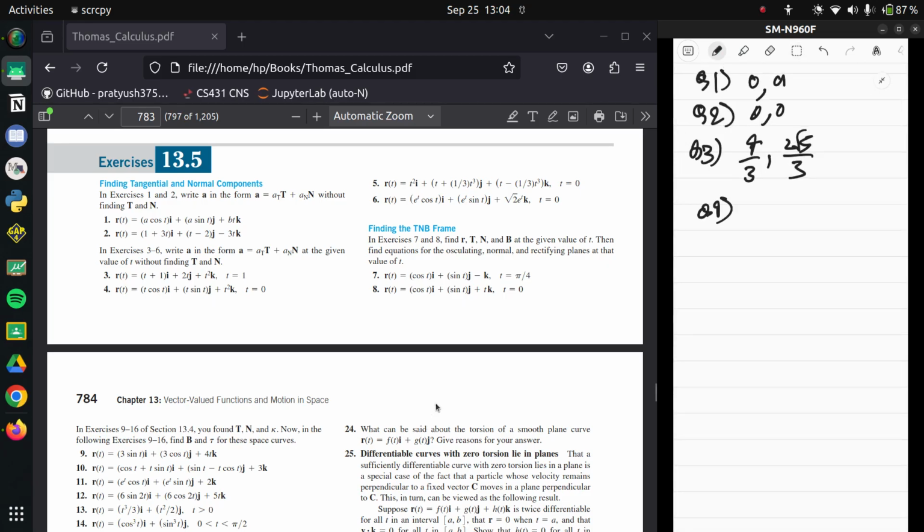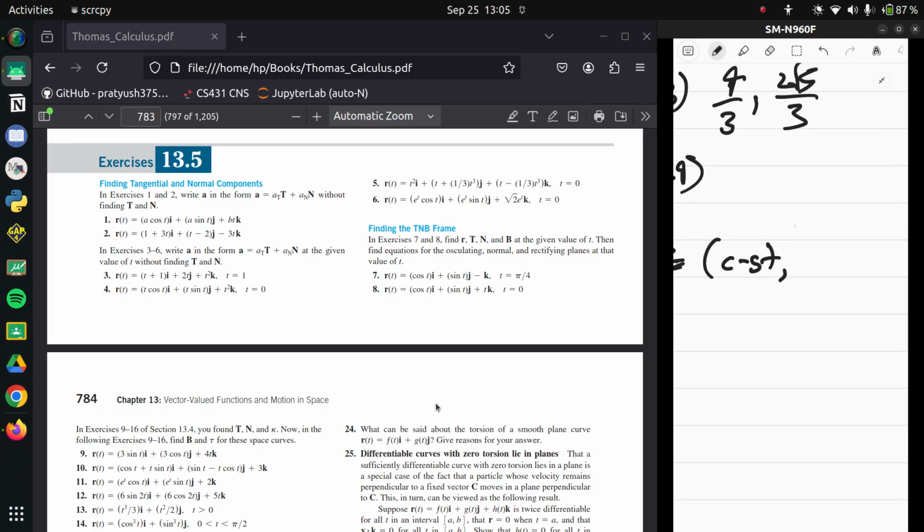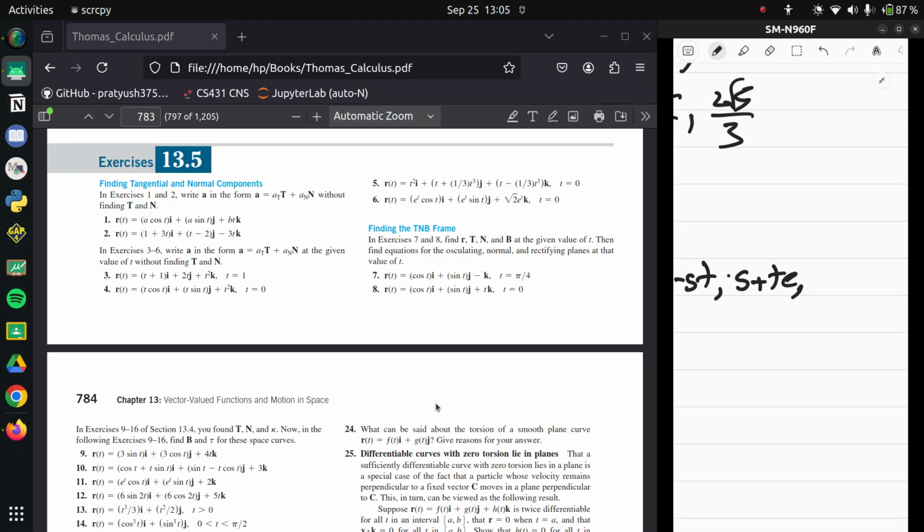Question number 4. Question number 4 is r of t equal to t cosine t and whatever stuff. So just take a derivative. v is just like what? Well, so it's t cos t and t sin t and then t squared. So just take a derivative directly. Just cos t minus t sin t, and then we just have sin t plus t cos t, comma, and then just 2t over there like that.